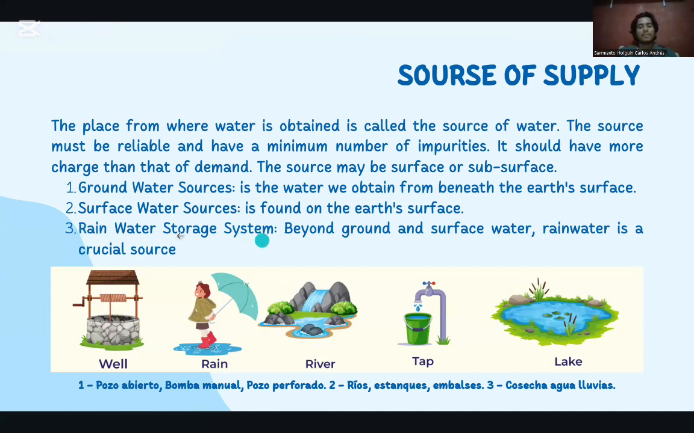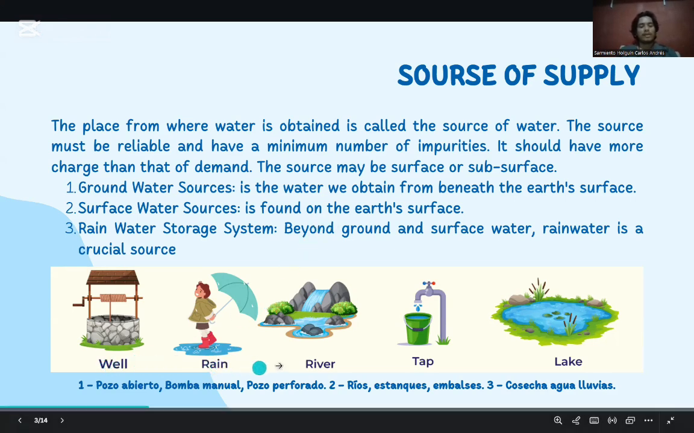storage system. Every single one of them is obtained from the earth, but the first one is from beneath the earth surface, the next one is from the earth surface, and the other is a system that is a crucial source for some communities. Here we have the well, rain, river, tap, lake, and others.